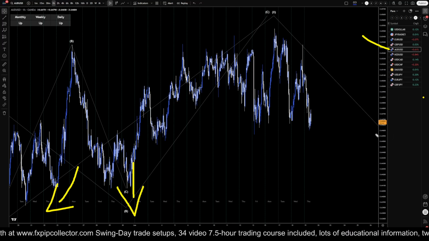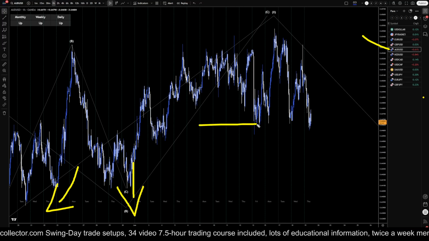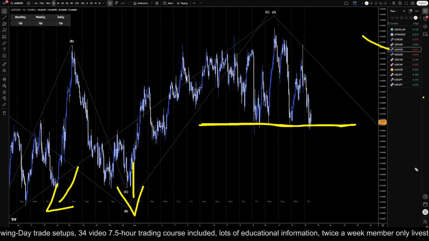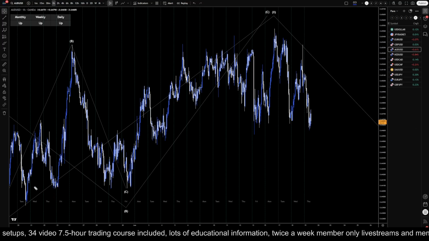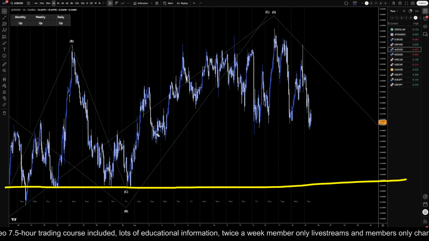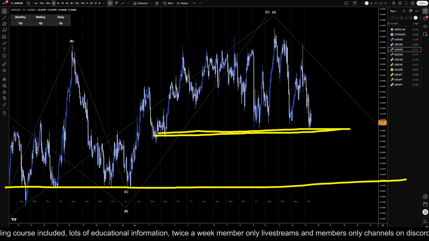So the Aussie dollar did make a pretty decent push down. I mean, we are definitely at a pretty obvious support area right here. And really, there's actually another really obvious support area down here. So there's definitely some major support coming up for the Aussie.